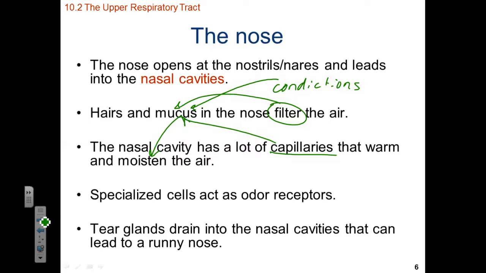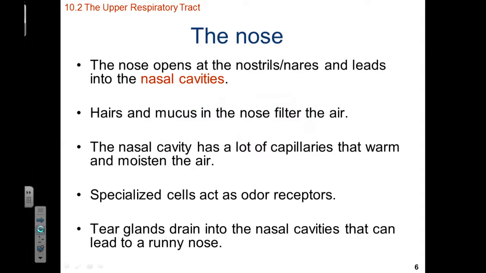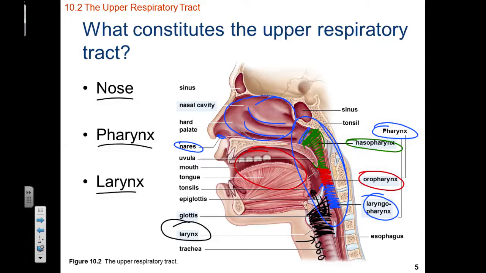We also are going to have some specialized odor receptors within our nasal cavity. Those odor receptors are going to be on the superior margin of the nasal cavity, which is a nice way of saying that the odor receptors are right on the top of the nasal cavity. And then there's small nerve entries that go directly to the olfactory bulb of the brain.